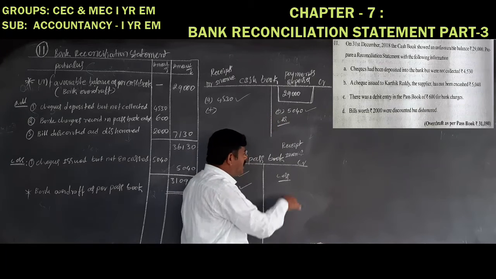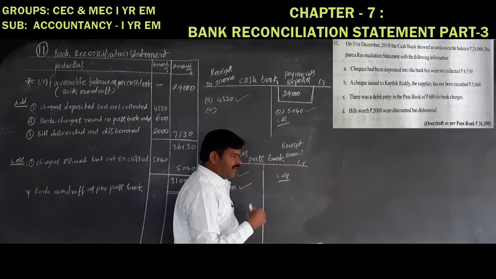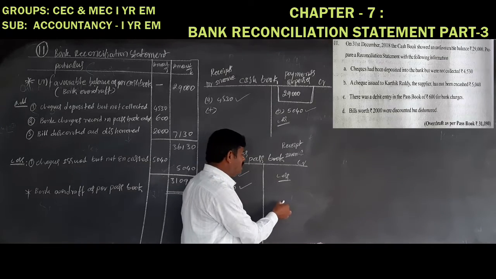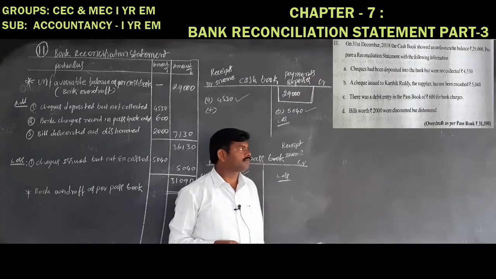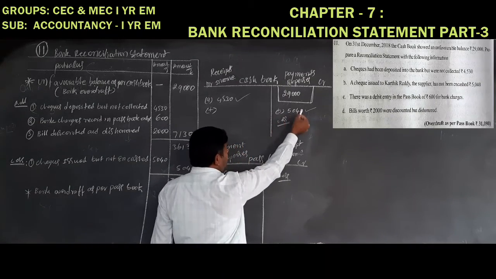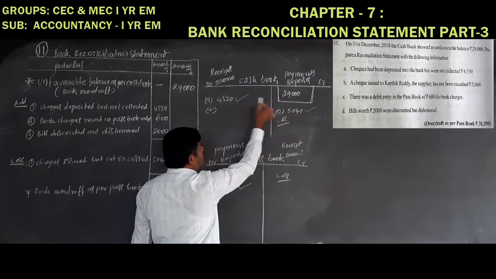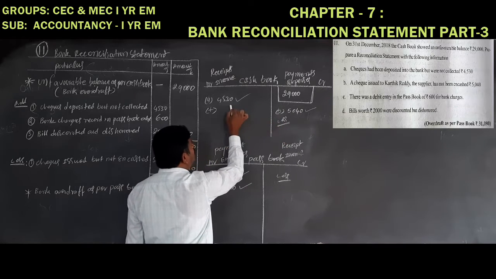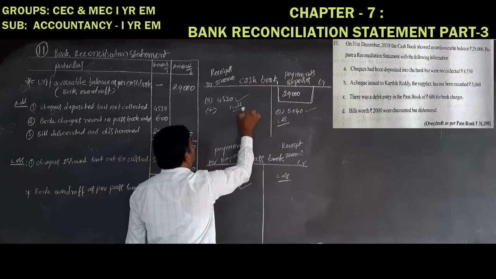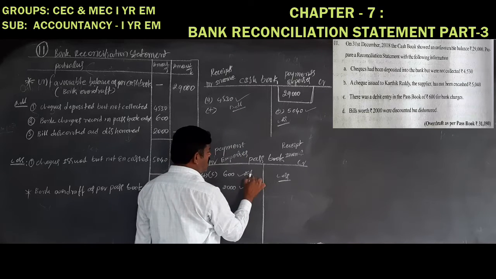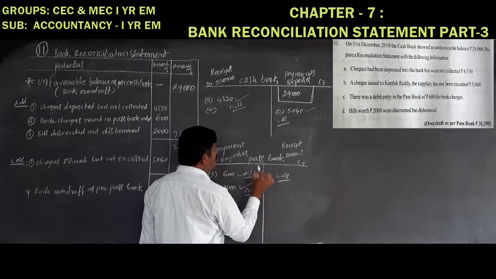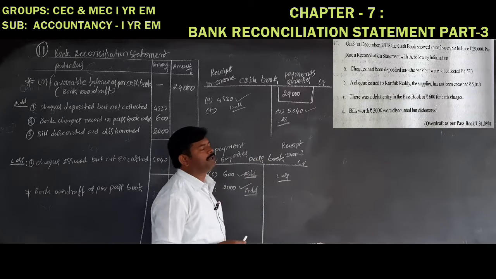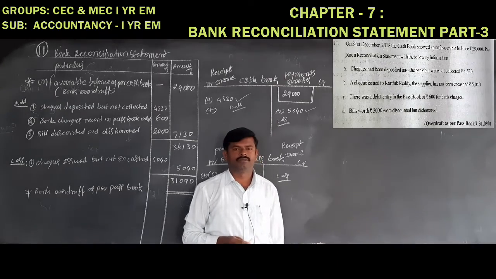There is no record on the passbook credit side. If any transaction is there, it must be recorded on the credit side also. Remember one thing: the transactions in the opposite direction of the starting point must be recorded as add items. This is the way you have to prepare the bank reconciliation statement.